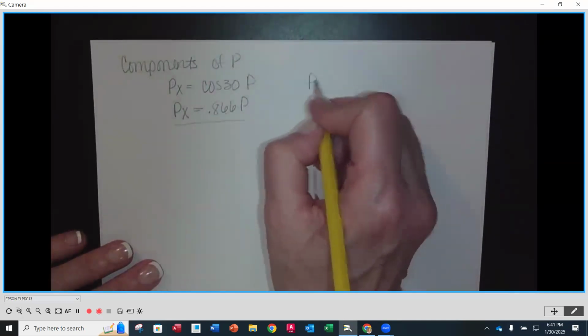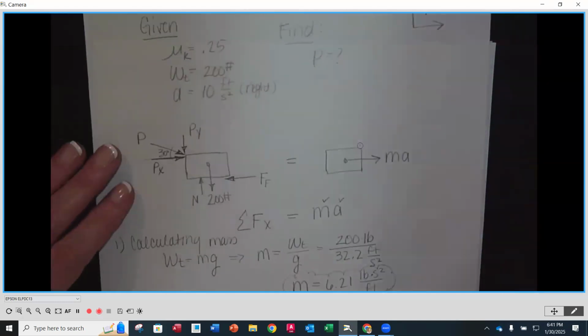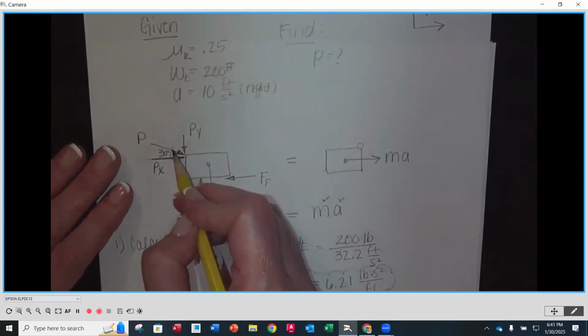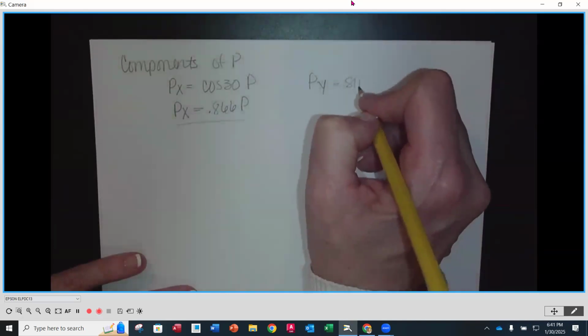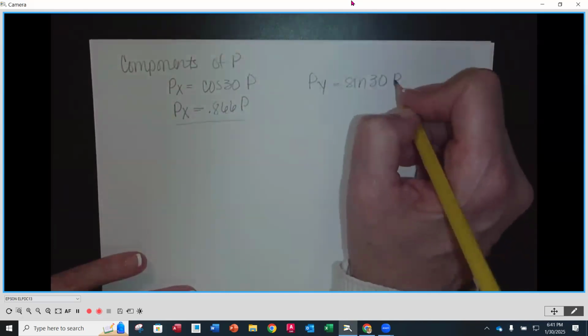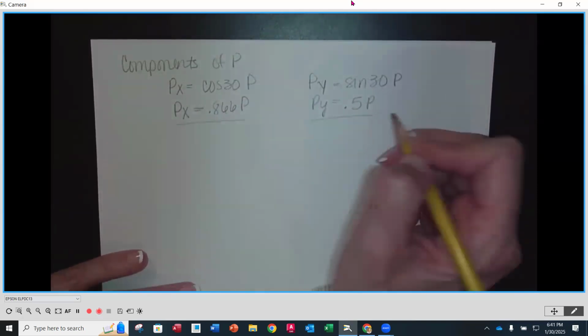And then we'll do the very same thing, but this time for PY, we look back at our illustration, it is going to be the sine of 30 degrees. So it would be the side opposite, right? So this is going to equal the sine of 30 times P, which is 0.5 times P. So PY is equal to 0.5 times P.